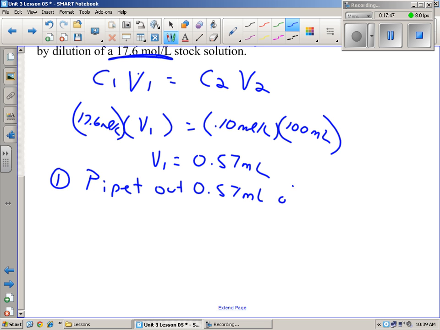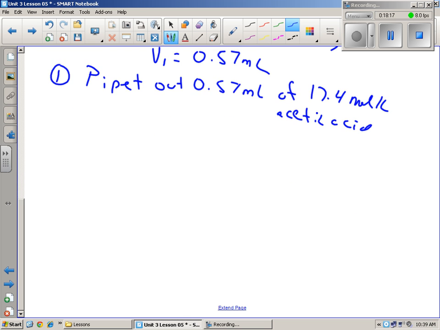0.57 milliliters of 17.4 molar, in this case, acetic acid. That's what the question says. We're using acetic acid here. I want to see the word pipette. In this case, 0.57 milliliters, so you need to be specific on the volume. And of course, which one are we taking? We're taking the 17.4 molar acetic acid. Now I know some of this is not going to make sense to you until we do the demonstration, so you're going to have to be a little bit patient. So pipette out 0.57 milliliters of 17.4 molar acetic acid.